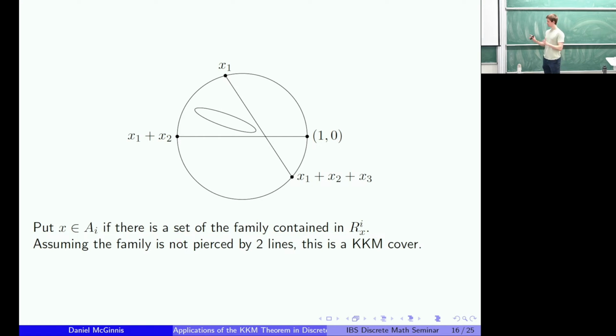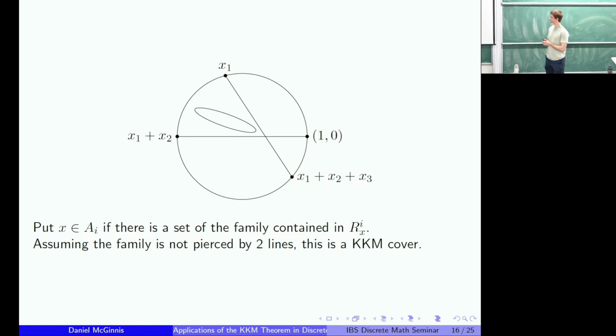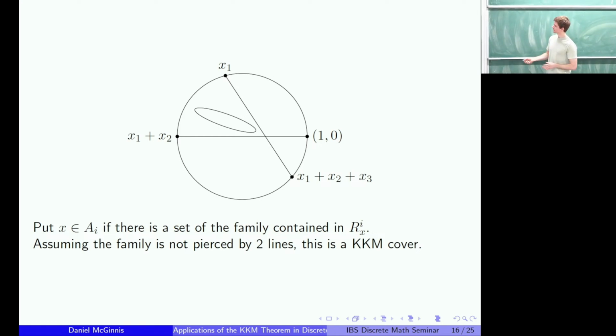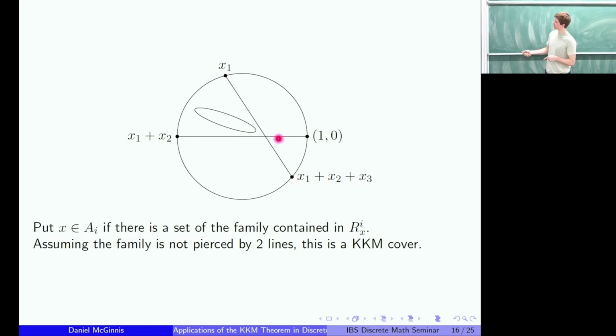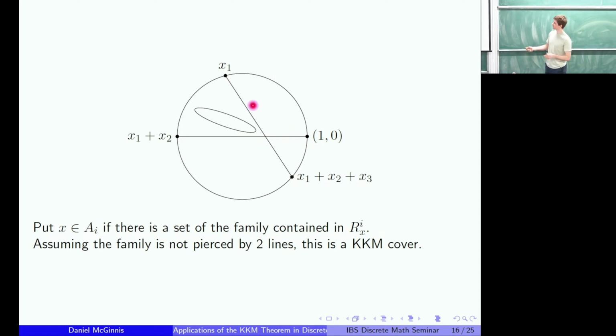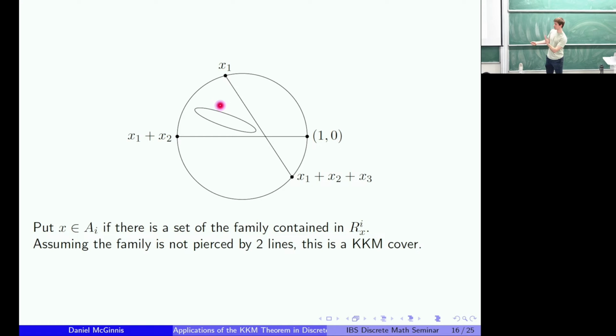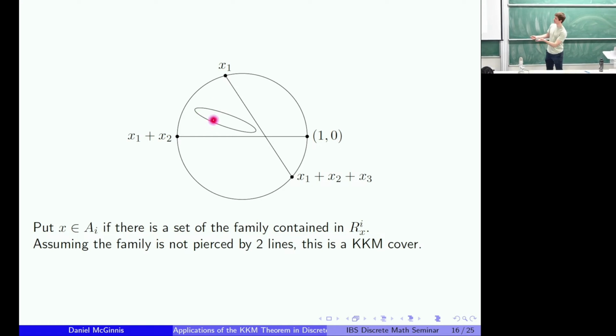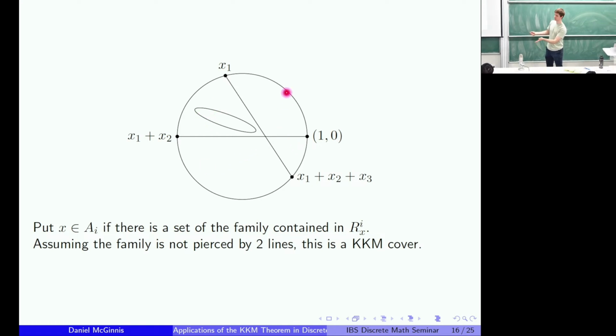And there are some small details that are easy to check, but assume that the family is not pierced by two lines, so here's a proof by contradiction. Then for every such configuration of lines, your family is not pierced by these two lines, so that means some set has to be in a region.